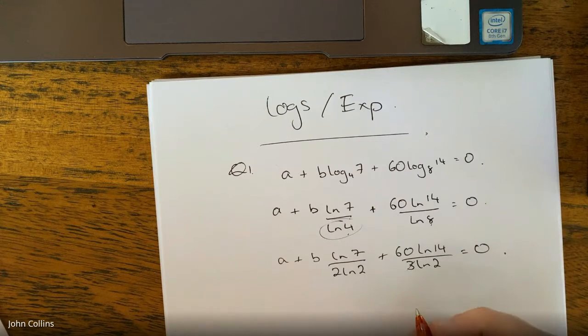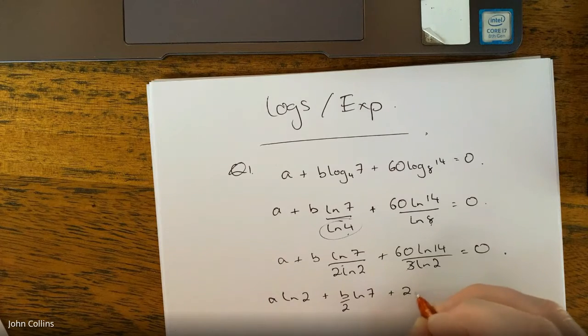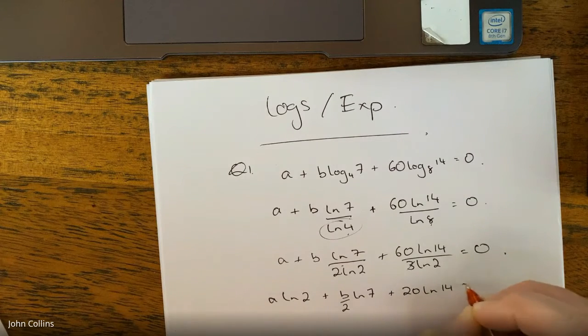3 goes into 60 20 times. And I'm going to multiply everything by ln 2 to get rid of this denominator. So I'm going to get a times ln 2 plus, well, that's going to be b over 2 times ln 7, and that's going to be 20 ln 14 equals 0. All right. Still not quite there.